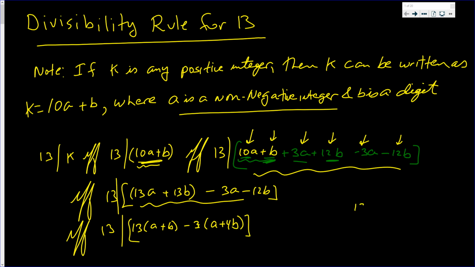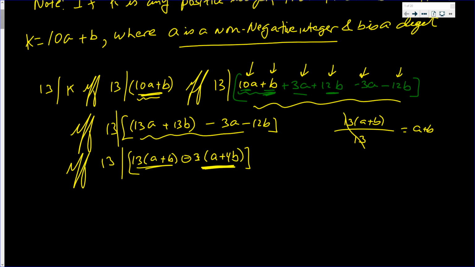Okay, now clearly 13 goes into this, because you can see it. It equals that integer. 13 went into that. So the only way 13 is going to go into the difference is if and only if 13 goes into what we're subtracting, if and only if 13 goes into 3 times a plus 4b. So now we want to do 13 into 3 times a plus 4b.